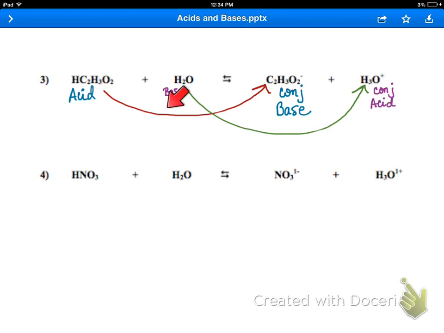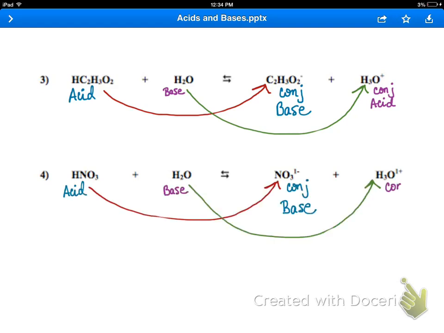Okay, acid becomes a conjugate base, it loses a proton, the water acts as a base, and it becomes a conjugate acid. Last one. Nitric acid loses a proton, becomes its conjugate base, and water gains a proton and becomes a conjugate acid. And remember that water is amphoteric. It can act as an acid or a base depending on what it is with.